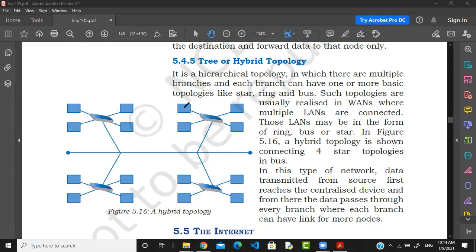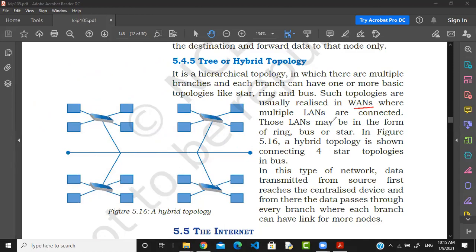Another thing is that the tree topology is also known as the hybrid topology. Why is it called the hybrid topology? Because it has a combination of multiple topologies. If you look, this is the main communication wire. It works like a bus. These nodes are connected to this computer, and now these nodes work as a star topology. All the star topologies are connected. So it is the combination of bus topology as well as star topology. Two topologies are connected, so it is known as hybrid. The meaning of hybrid is that more than one topology is connected. Such topologies are usually realized in WAN.